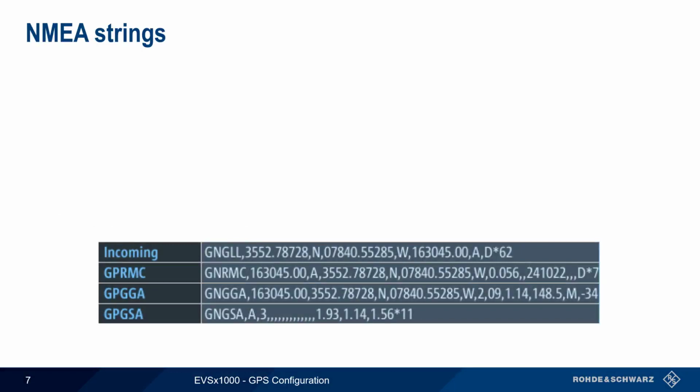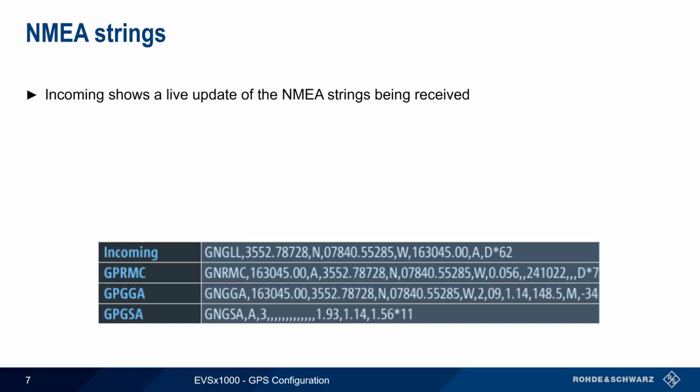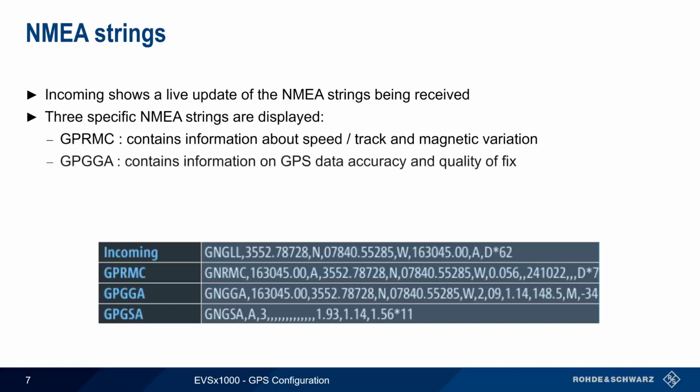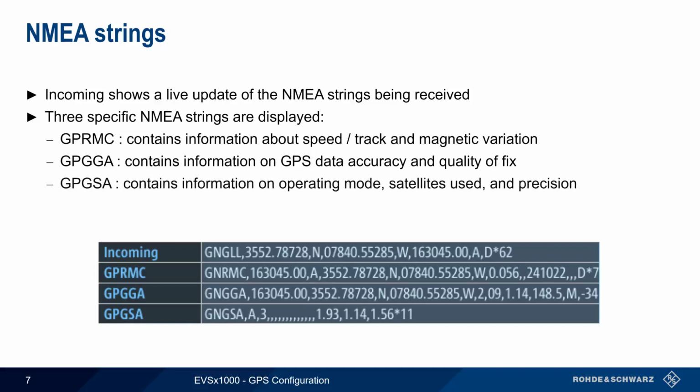GPS receivers output data in the form of NMEA strings, which are shown at the bottom of the GPS setup screen. Incoming provides a live update of the received strings, and three specific strings are displayed continuously. The GPRMC string, which contains information about speed, track, and magnetic variation. The GPGGA string, which contains information about GPS data accuracy and fix quality. And the GPGSA string, which contains information about the operating mode, number of satellites used, and the precision of the derived data. These can be helpful in verifying the quality of the GPS information supplied by the receiver.